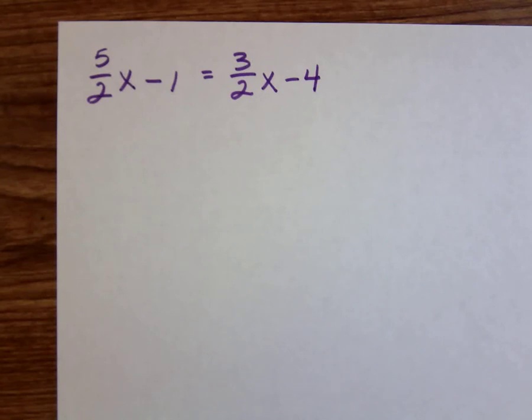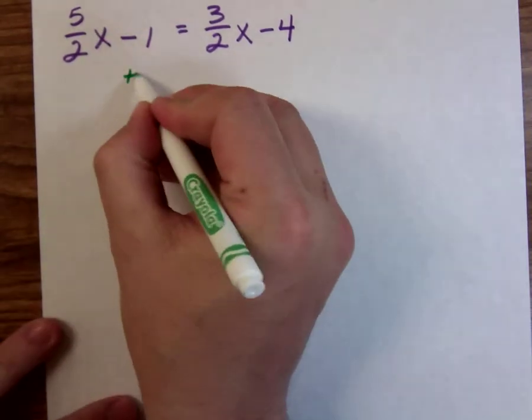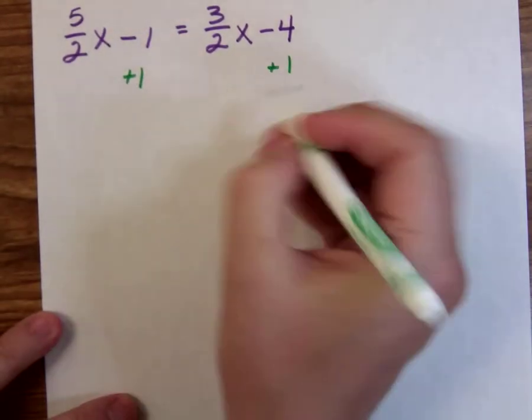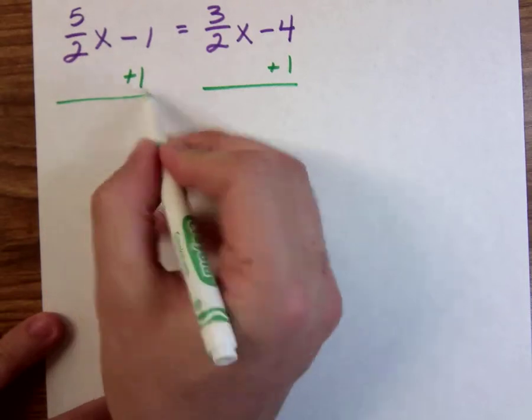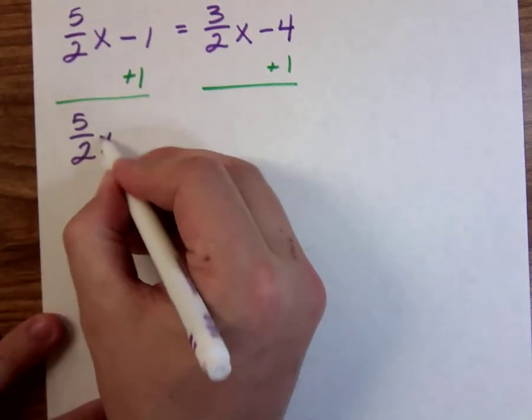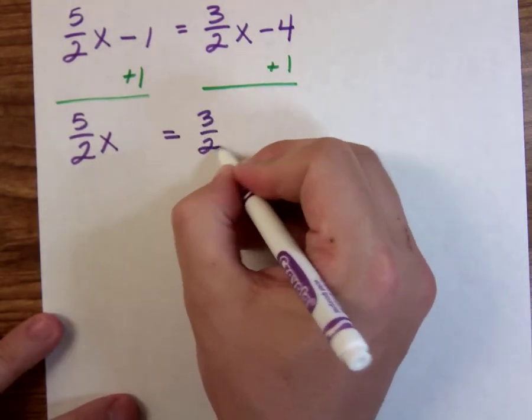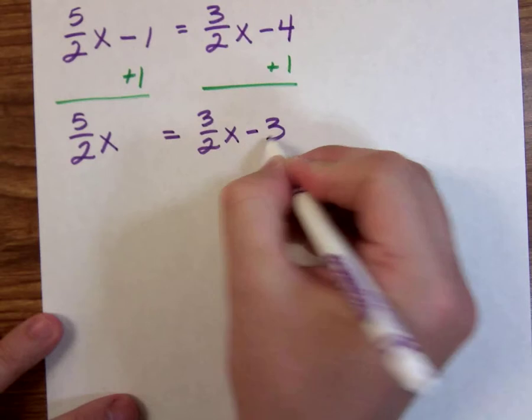The 1 and the 4. Add the 1. Okay, so you're trying to be sort of a chicken and do the easy part first. I respect that. Let's add the 1 on both sides so that we've got the numbers collected on the same side of the equals. So that's going to give me 5/2 x equals 3/2 x minus 3.